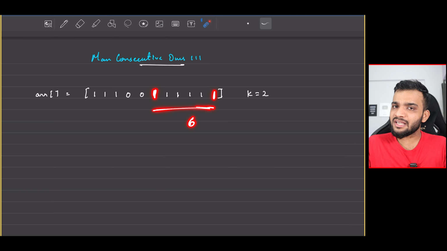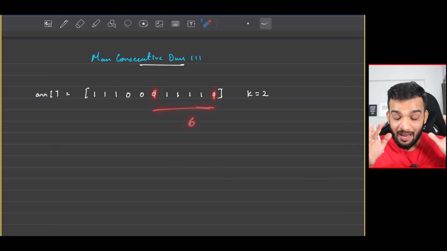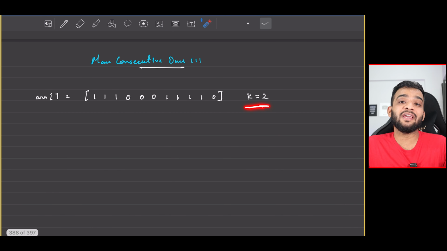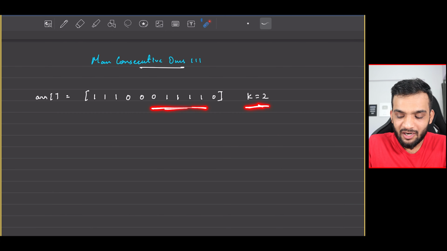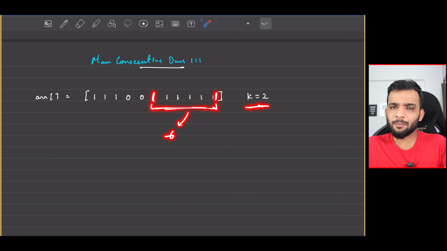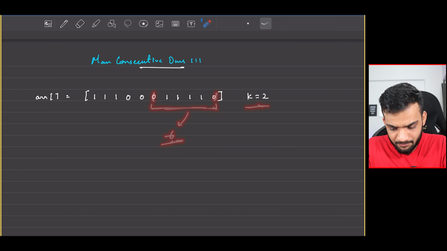Can I do better than 6? Probably not. So I'll have to figure out what is the best way to flip at most k zeros and then figure out the length. So the length is 6. You don't need to print the segment. You'll just have to print the length of the consecutive ones.